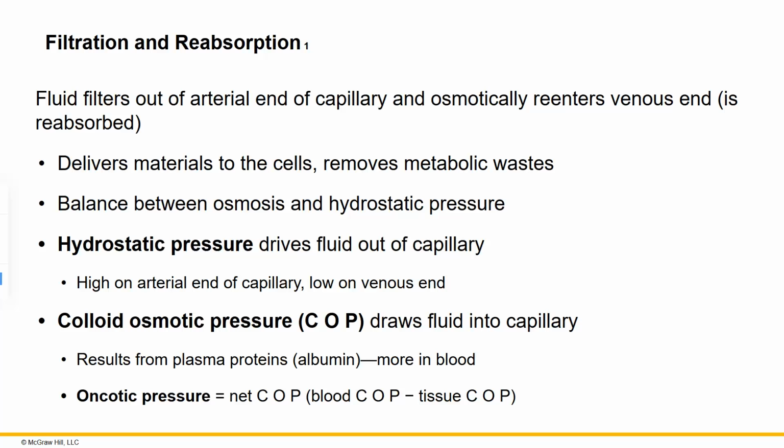Fluid filters out of the arterial end of a capillary and osmotically re-enters the venous end, is reabsorbed, delivers materials to the cells, and then removes metabolic wastes. Balance between osmosis and hydrostatic pressure. Hydrostatic pressure drives fluid out of the capillary, high on the arterial end of the capillary, low on the venous end. Colloid osmotic pressure draws fluid into the capillary, results from plasma proteins or albumin, which are more plentiful in the blood. Oncotic pressure is the net COP, blood COP minus the tissue COP.